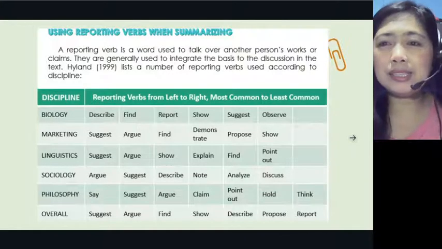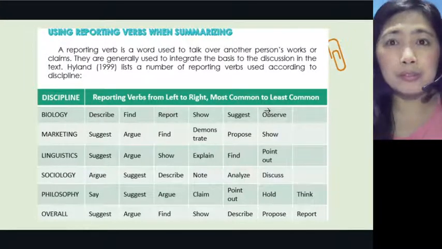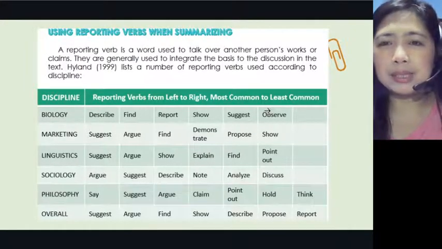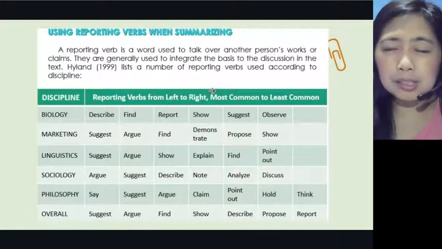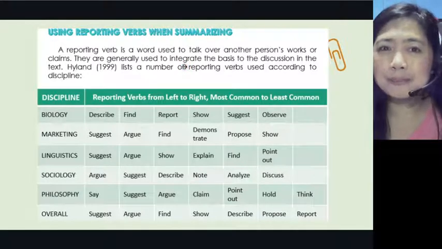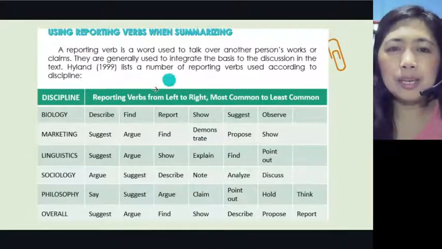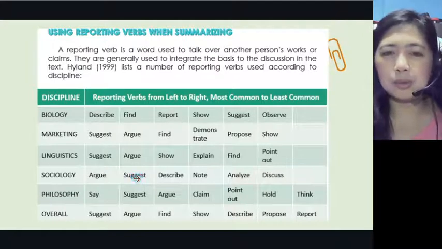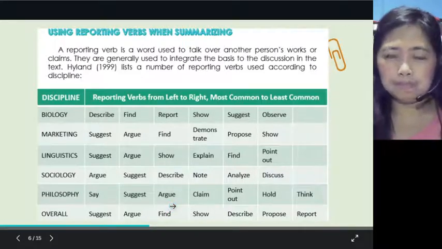Okay, this slide here, or the screen here, I just got that from one of our previous lessons in academic writing, which is the basics of summarizing. I have this one in the last part, as far as I remember, if you can check it out. I will also be giving you the link after this video. So reporting verbs, again, are words used to talk about another person's works or claims. They are generally used to integrate the basis to the discussion in the text. The words that we have here are according to Hyland in 1999. These are the list of reporting verbs he used, or as he may suggest.